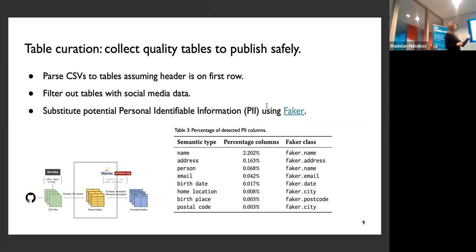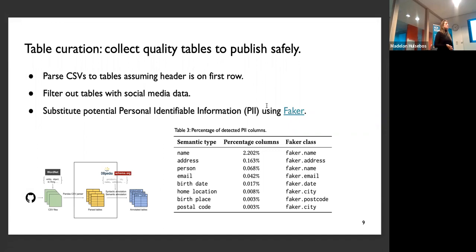Then the second step, parsing tables and curating the actual set of tables that we are eager to publish safely. First we take a very simple approach to parsing CSV files to tables, just using the pandas CSV parser, for example, assuming that the header is on the first row. Of course, we manually reviewed this, and very often for these CSV files, that's actually the case. Maybe because it's a convention, but of course, there are also some messy files that don't adhere to this convention. So we need to do some curation to filter those tables out.